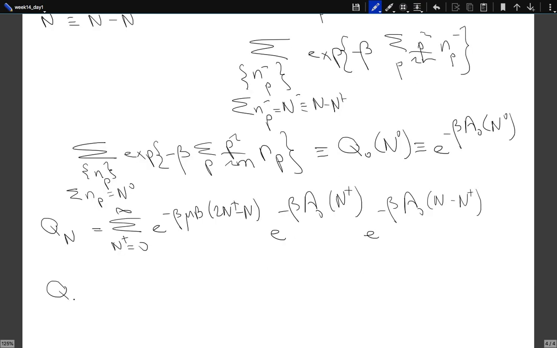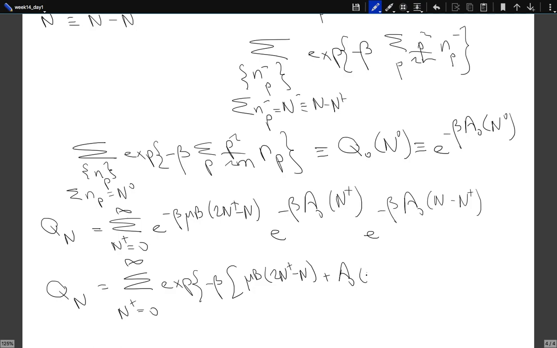Or Q_N would be just the sum over N plus from 0 to infinity, of the exponent of minus beta mu B times 2N plus minus N, plus A0 of N plus, plus A0 of N minus N plus. Oh, sorry, not infinity. This is up to N.